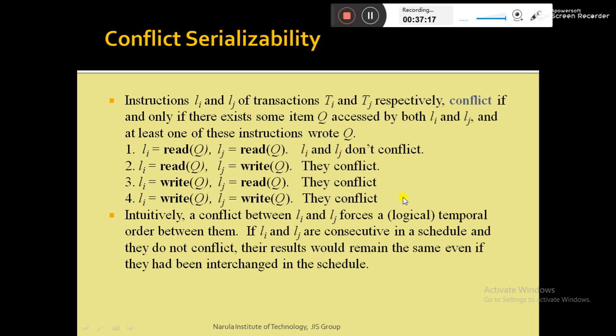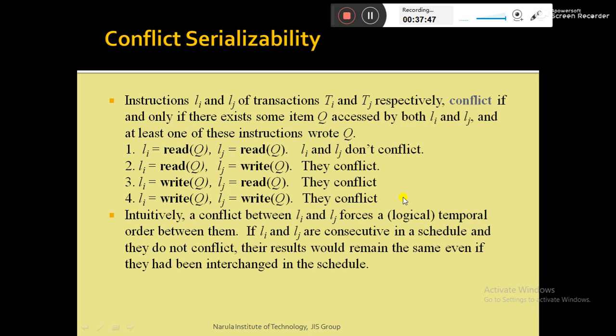Now if the instructions li and lj, which are respectively from transactions ti and tj, are accessing two different data items, say li accessing q and lj accessing p, then they are not conflicting instructions. So this is the concept of conflicting and non-conflicting instructions.